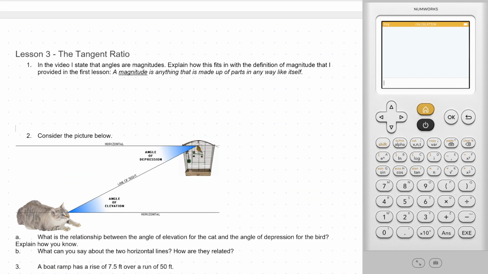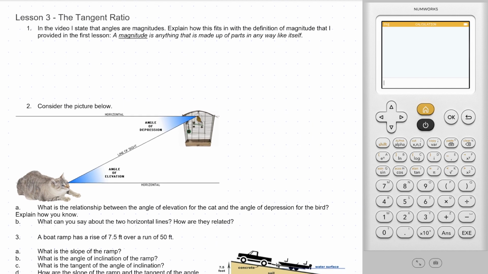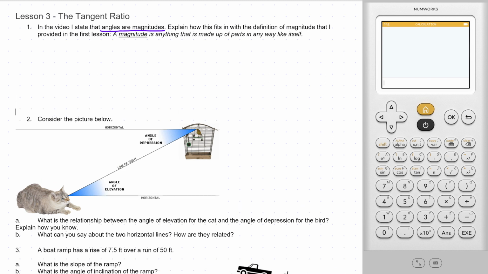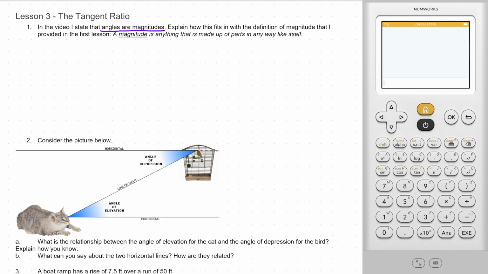Problem number 1 says, in the video, now I'm talking about the video for lesson 1, the video on measurement, introduction to measurement. In the video, I state that angles are magnitudes. Right? And I talk a little bit about the difference between a magnitude and a quantity, and explain how this fits in with the definition of magnitude that I provided. A magnitude is anything made up of parts in any way like itself.